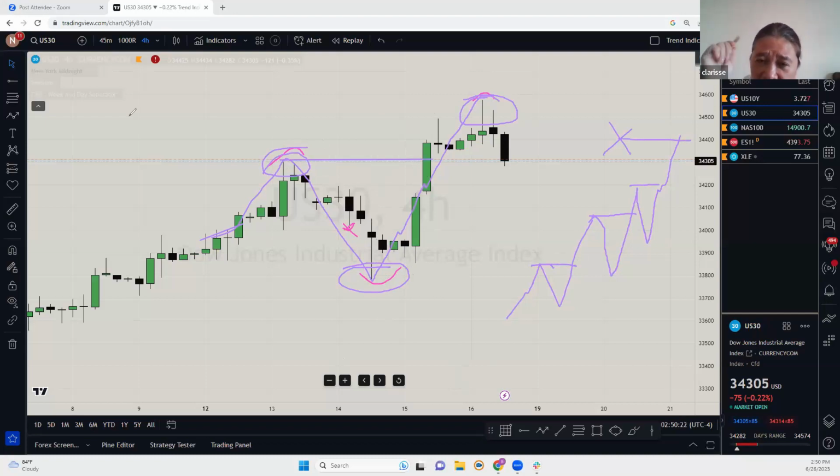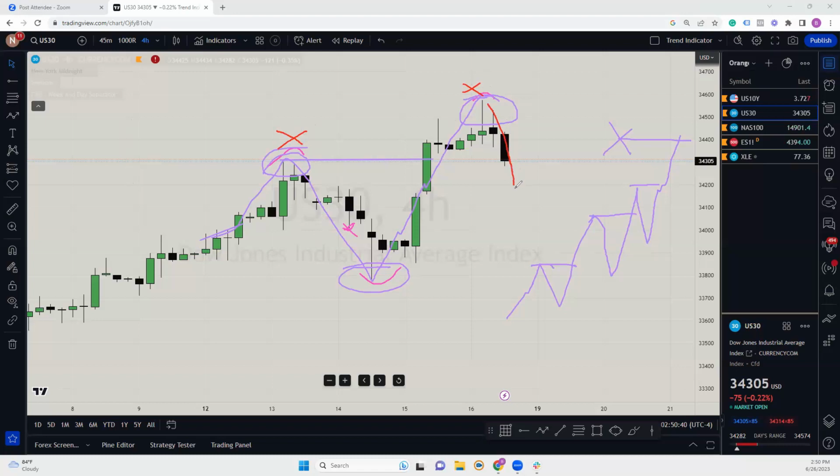Because when the price takes out a swing high and makes a higher high here, we should expect a pullback before it goes higher again. Pullback or retracement, it's the same. Now, this pullback or retracement goes to where? To the gap.